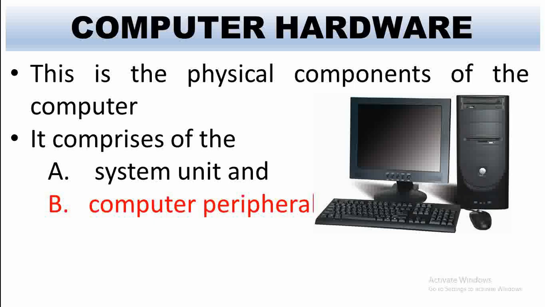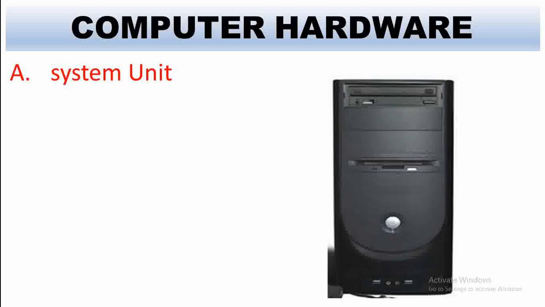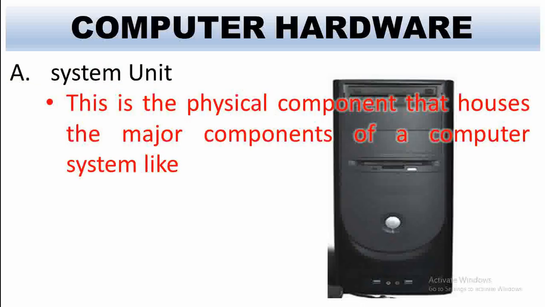We have the system unit. So this is what we call the system unit. Generally, most people call it CPU, central processing unit. But the CPU is just one of the components inside the system unit. Because it is the major component, that's the reason why they usually call it CPU, but we call it the system unit. This is the physical component that houses the major components of a computer system.